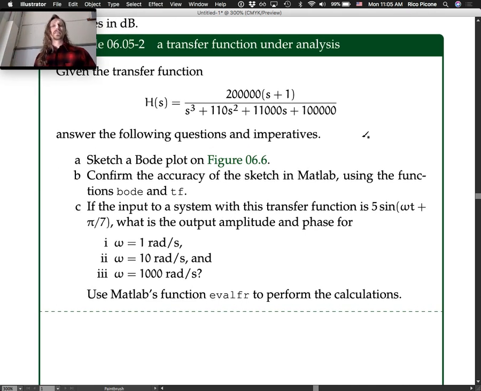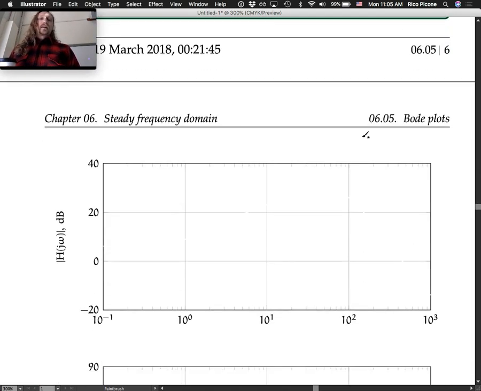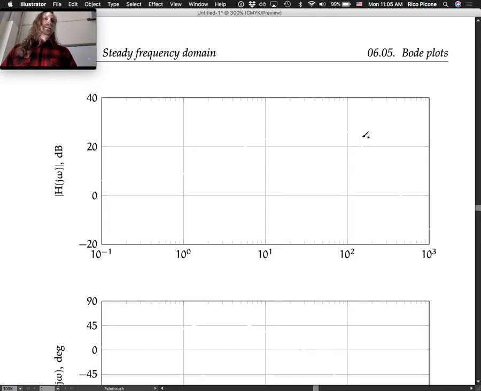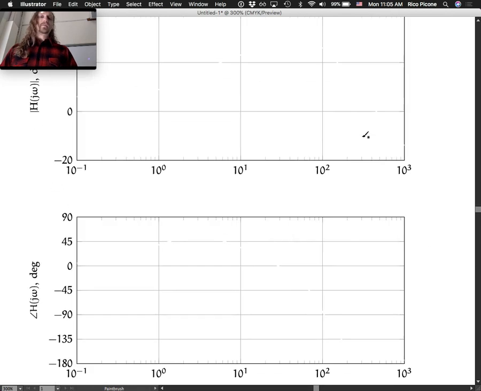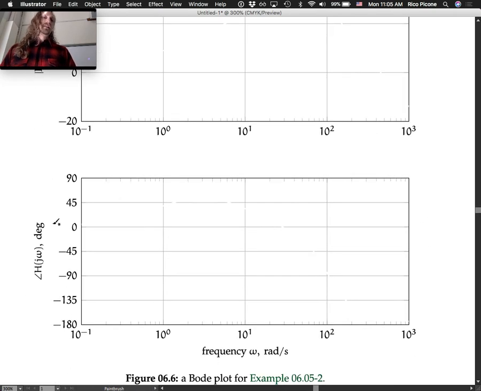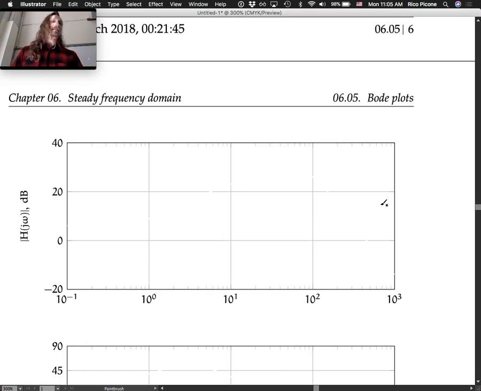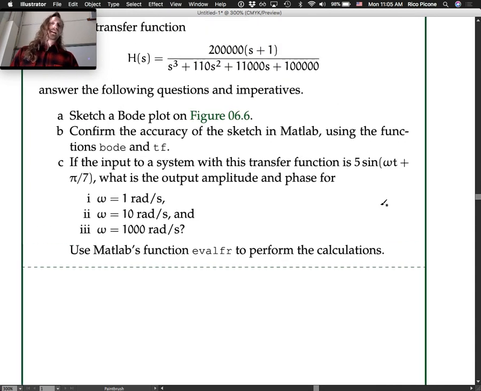First, sketch a Bode plot on figure 6-6. I gave you a blank set of axes, magnitude in dB and phase in degrees. So we'll sketch that as part of the example. And then B, confirm the accuracy of the sketch in MATLAB using the functions bode and tf. So we'll do that as well.